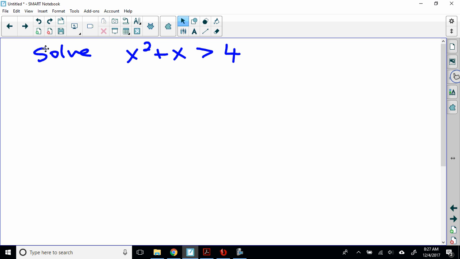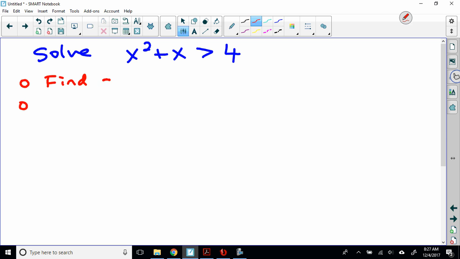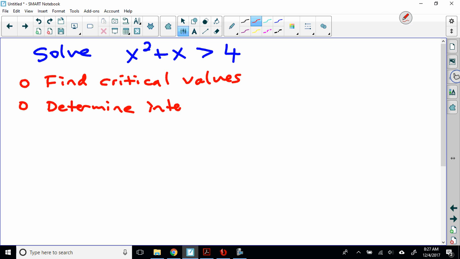So this is a quadratic inequality, and solving it's kind of weird. I'll just briefly jot down the few things. Number 1, find the critical values. Number 2, determine the interval for the solution. And once you determine the interval that the solution is on, then go ahead and write your answer.